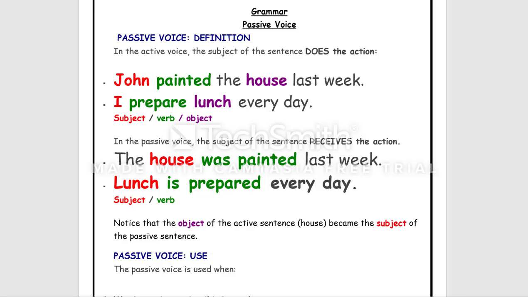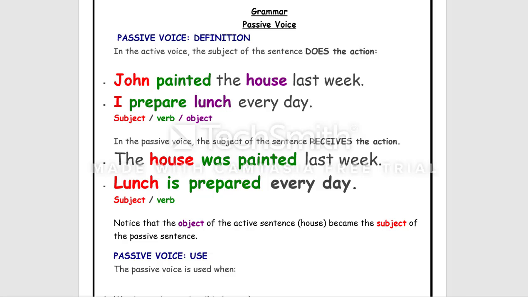The second case, when it's obvious to the listener or reader who the subject is because it's the person who usually does it. For example, the teacher explained the lesson. The lesson was explained. The policeman caught the thieves. The thieves are caught.